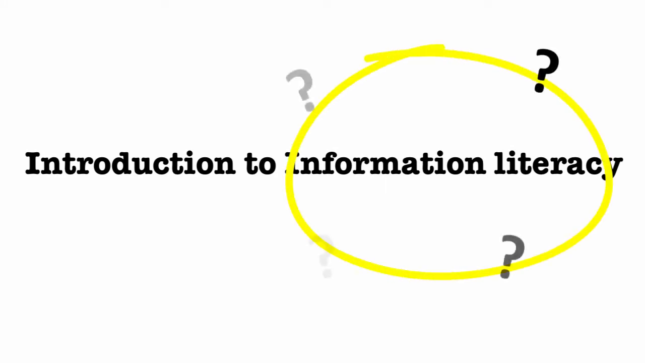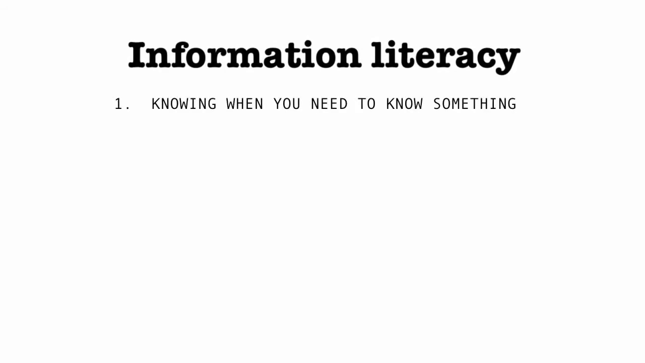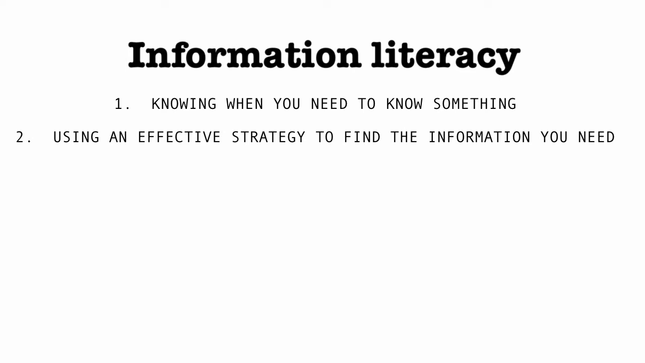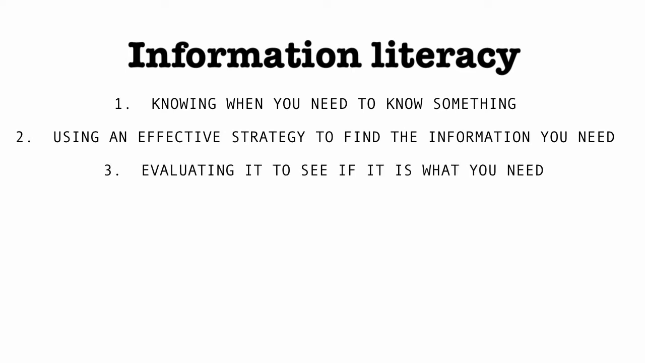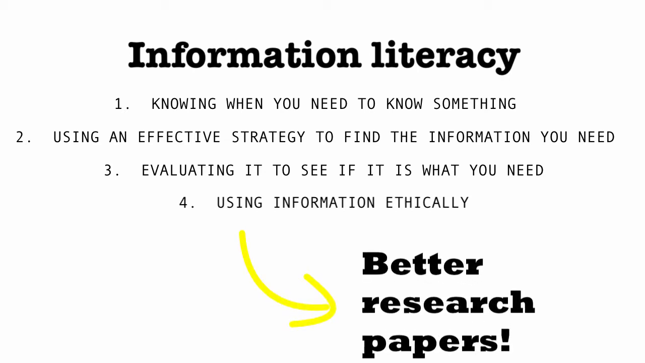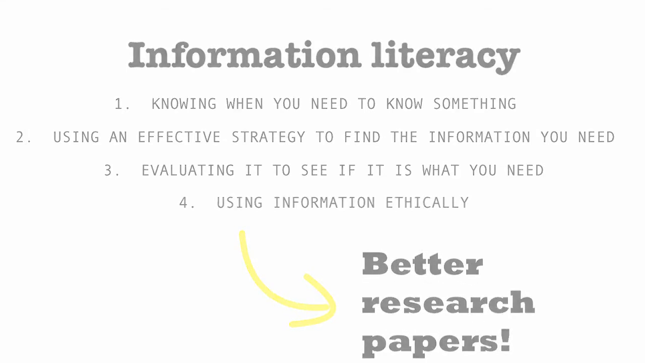Introduction to Information Literacy. So, what is information literacy? Information literacy is knowing when you need to know something, using an effective strategy to find the information you need, evaluating it to see if it is what you need, and using information ethically so you don't cheat or act dishonestly. That means that the library class will help you do better research papers.